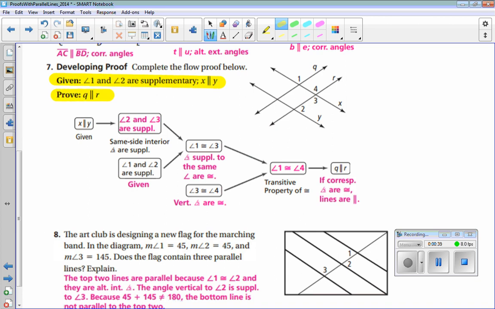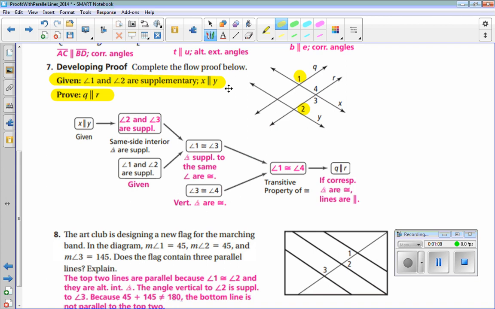So we are given that 1 and 2 are supplementary. Do angles 1 and 2 have a special angle pair name? Is there one common transversal for angles 1 and 2? No. So I can't use the alternate interior angle theorem or corresponding angle theorem or anything like that. We are told that x is parallel to y. That's some good information. So let's look at the proof.